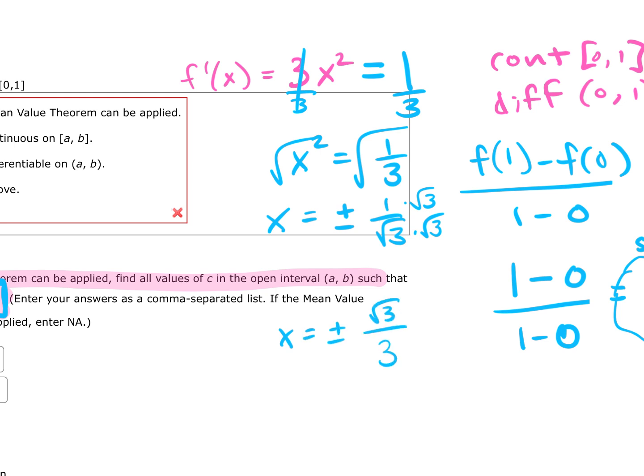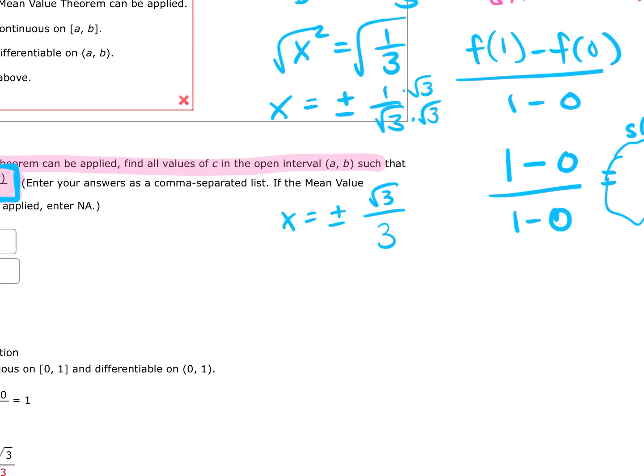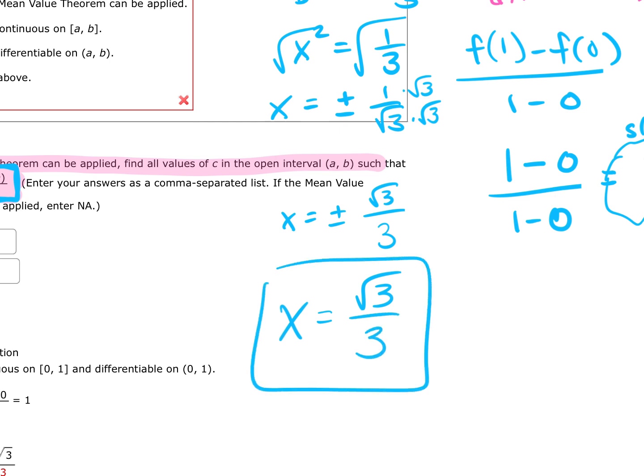We need to check to make sure it's in our interval. Are both positive square root 3 over 3 and negative square root 3 over 3 in our interval? No. So what would our answer be? Just the positive one, square root 3 over 3. So check to make sure it's in the interval.